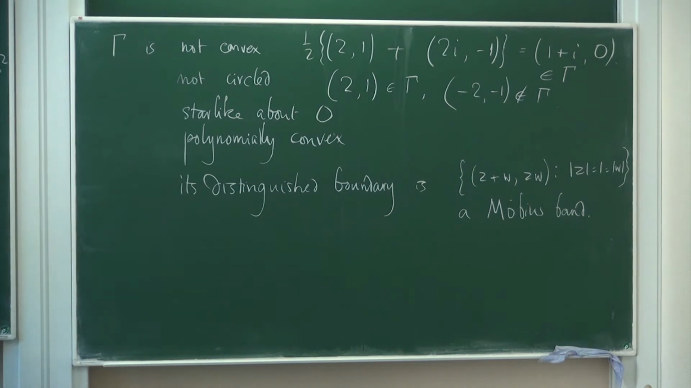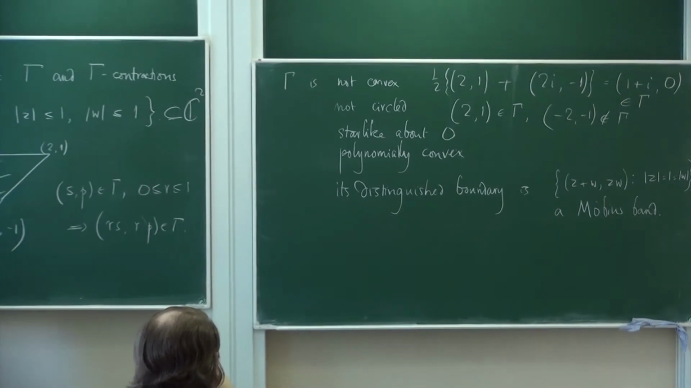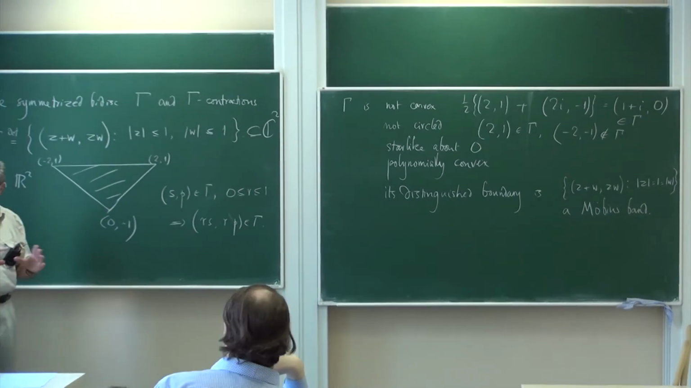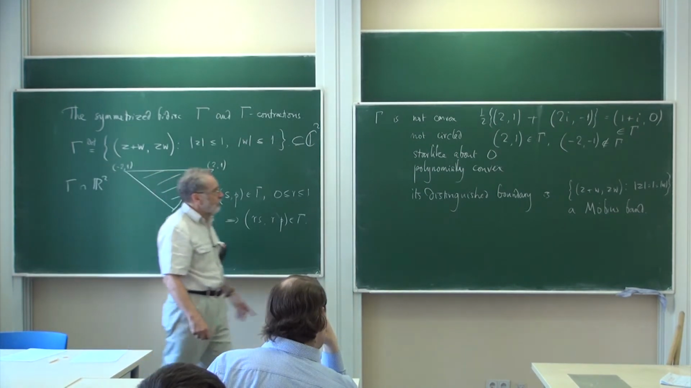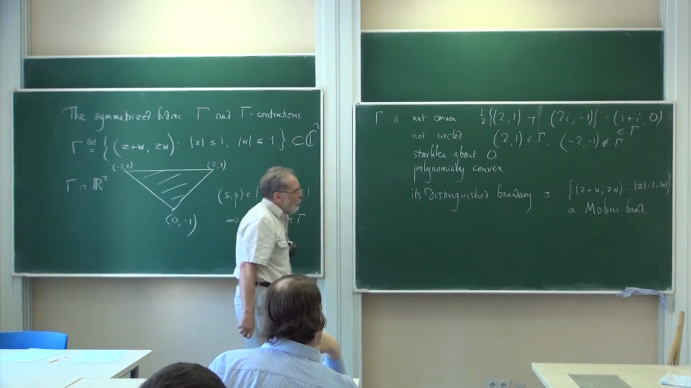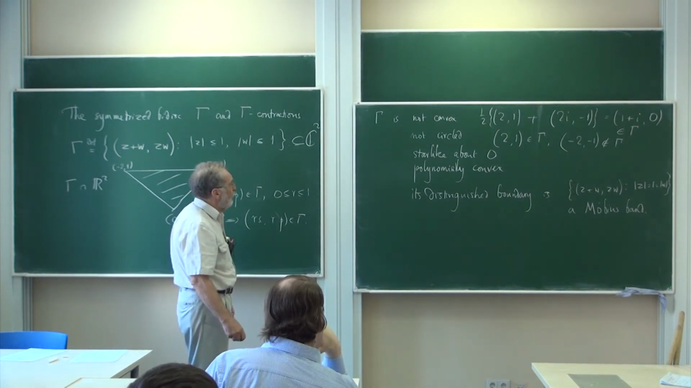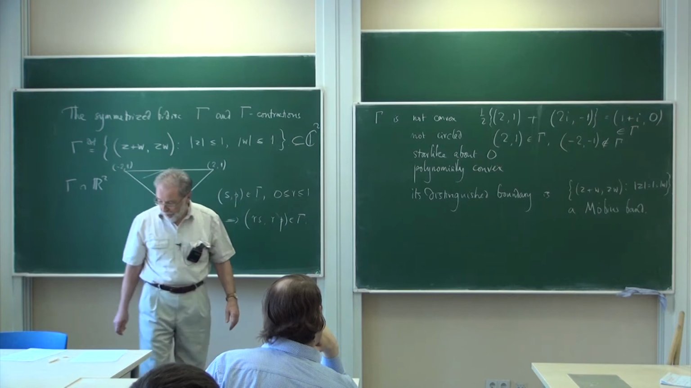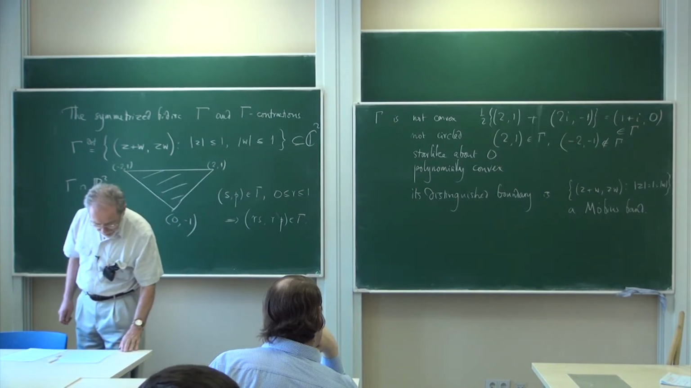So it has an edge. That's very different from the bidisc. The natural set that you would compare it with is the bidisc. The distinguished boundary of the bidisc is the 2-torus, which is a manifold. But this one, it's a Möbius band, so it itself has a boundary. And that plays a role in some of the function theory of this set gamma.